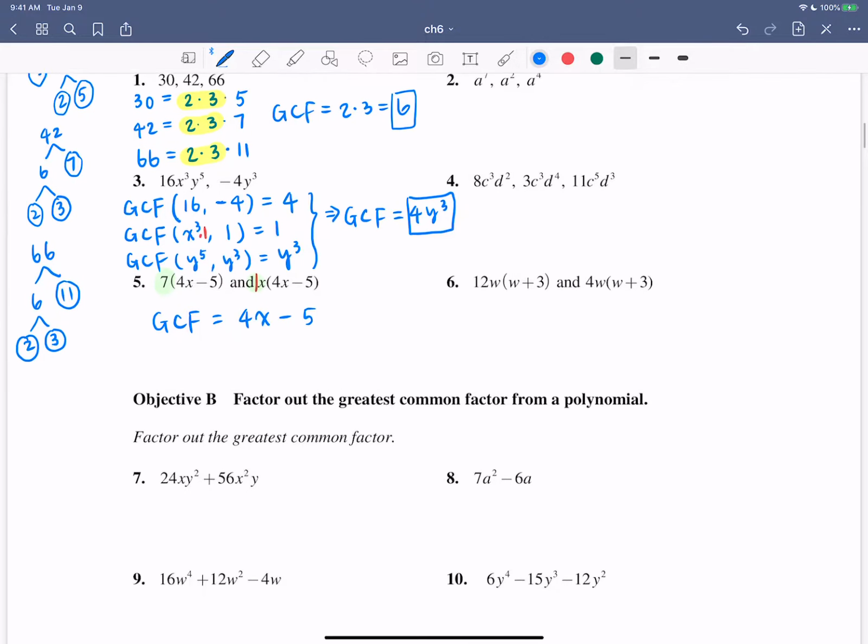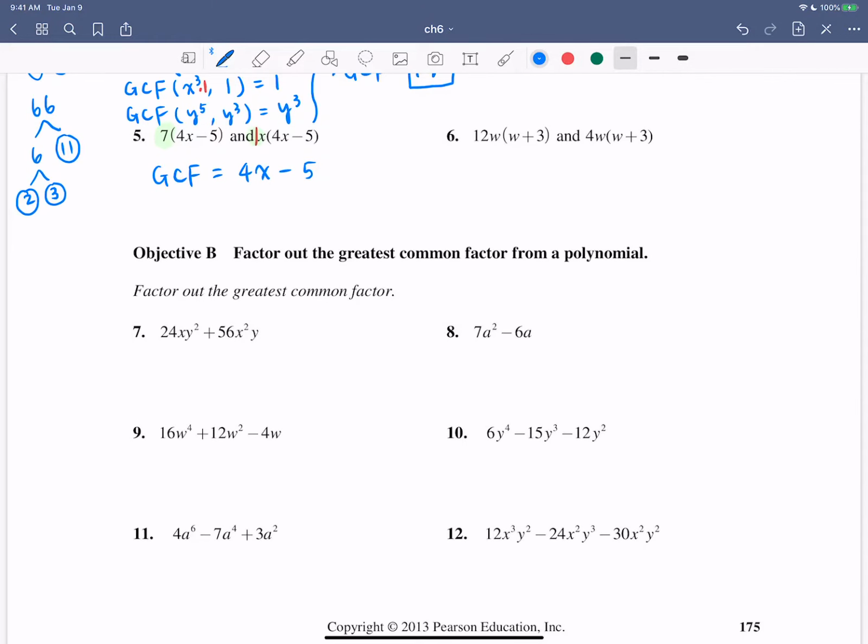Objective B. Factor out the greatest common factor from a polynomial. This requires you to find out the GCF first and then divide the original expression by the GCF and write down what's left. So let's look at number 7 as an example. First, identify the GCF. We have the coefficient, we have variable x, and we have variable y. So you're going to take out GCF from each of them. 24 and 56. If you do a tree, you will find out that the greatest common factor is 8.